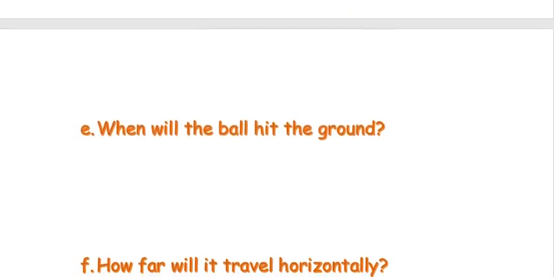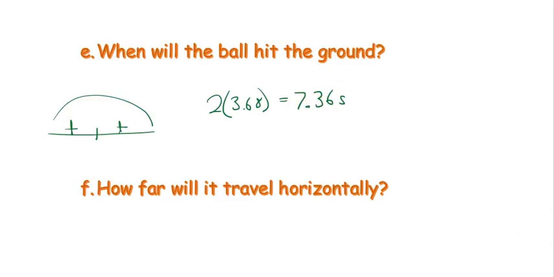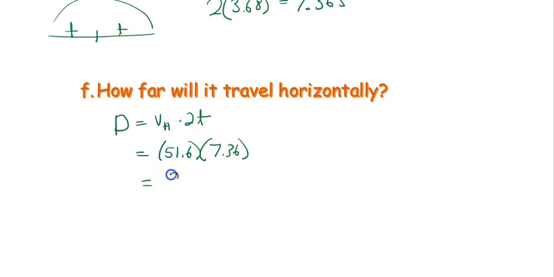All right. Next question. When will the ball hit the ground? Well, as we drew in that picture, it was t here and t here. So this is an easy one. You just multiply 2 times the t that we found, because that's its whole path. So 7.36 seconds. That's what it takes to travel its path. And then the last one, how far will it travel horizontally? That's that bottom part, the big D. So that would be the big D equals the horizontal velocity, which is what we found, I believe, in part B, and then that whole time 2t. So horizontal velocity was 51.6, 2t we just found, 7.36, and then I just multiply those together, 379.776 meters. So that's how far it traveled horizontally.